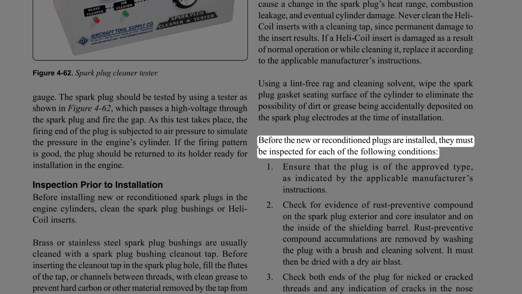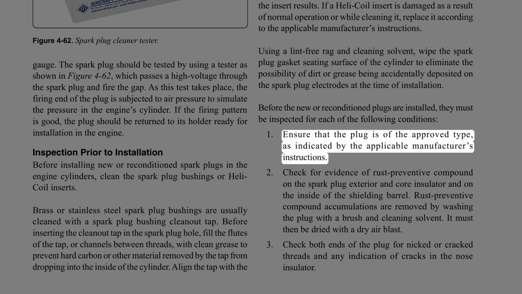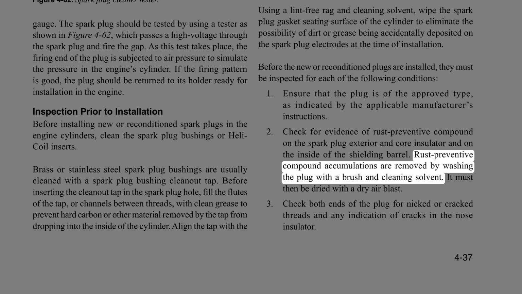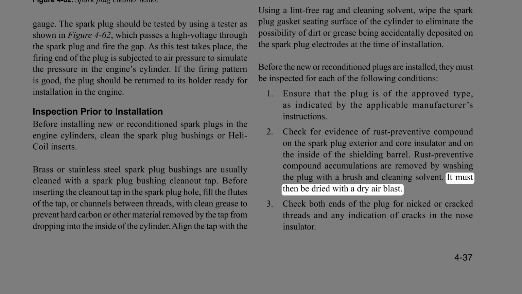Before the new or reconditioned plugs are installed, they must be inspected for each of the following conditions. Ensure that the plug is of the approved type, as indicated by the applicable manufacturer's instructions. Check for evidence of rust preventive compound on the spark plug exterior and core insulator and on the inside of the shielding barrel. Rust preventive compound accumulations are removed by washing the plug with a brush and cleaning solvent. It must then be dried with a dry air blast.